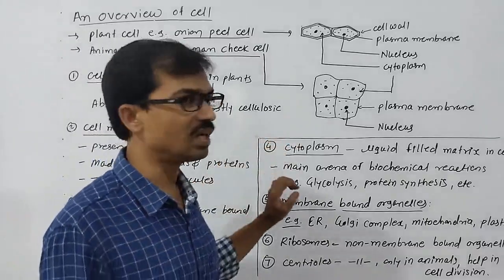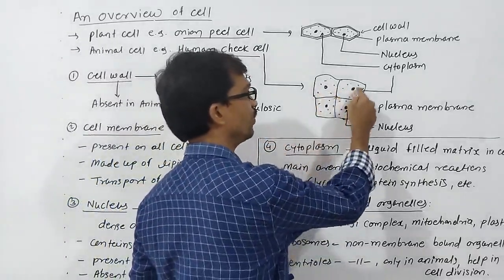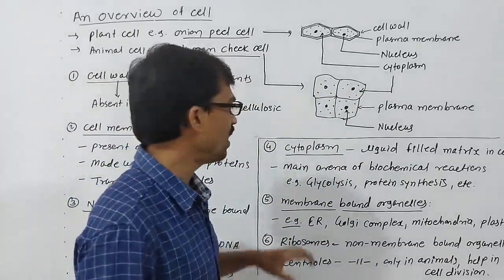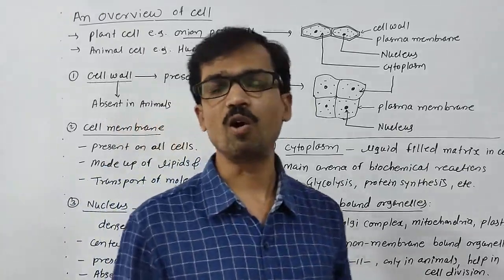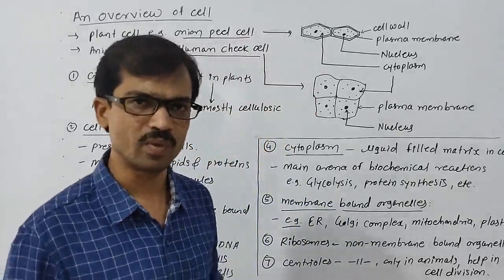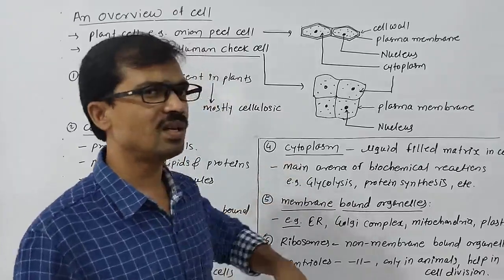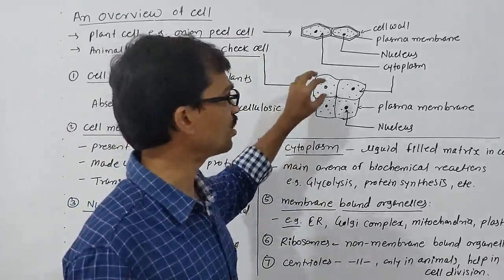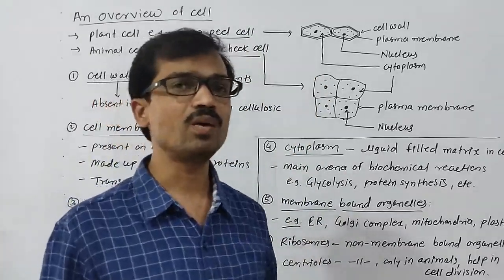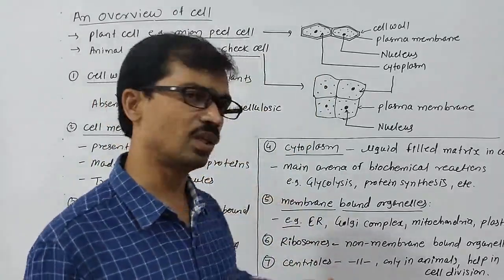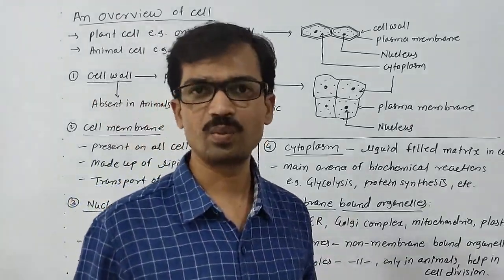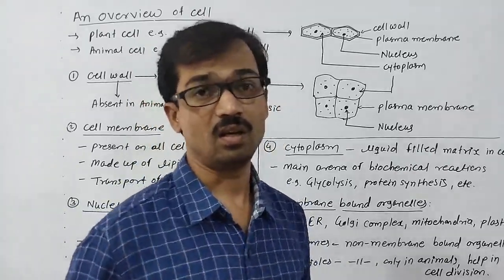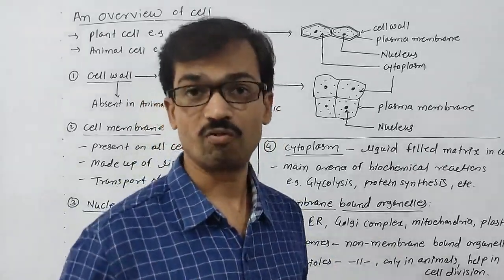Then the next part of the cell is the cytoplasm. Okay, so cytoplasm is a liquid filled matrix inside the cell, and this is the main area or arena of most of the biochemical reactions. But इसका मतलब ये नहीं है कि सारे बायोकेमिकल रिएक्शंस साइटोप्लाज्म के अंदर ही होते हैं. कुछ बायोकेमिकल रिएक्शंस न्यूक्लियस के अंदर होते हैं, कुछ बायोकेमिकल रिएक्शंस अदर ऑर्गेनेल्स के अंदर होते हैं, जैसे गोल्गी कॉम्प्लेक्स, एंडोप्लाज्मिक रेटिकुलम, माइटोकॉन्ड्रिया, फोटोसिंथेसिस. You must have studied that क्लोरोप्लास्ट के अंदर फोटोसिंथेसिस होता है.